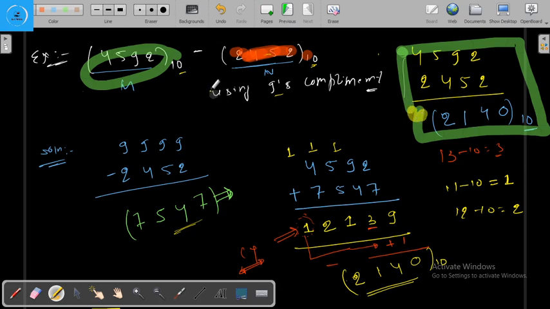So I hope this will be clear to all of you, and if it's not clear we are going to see one more example.